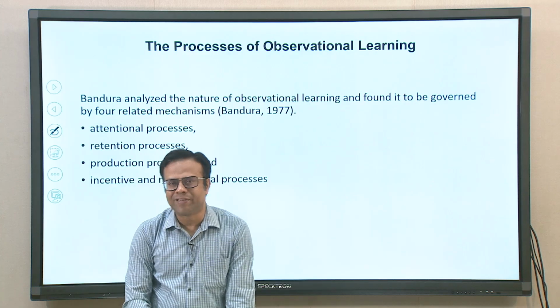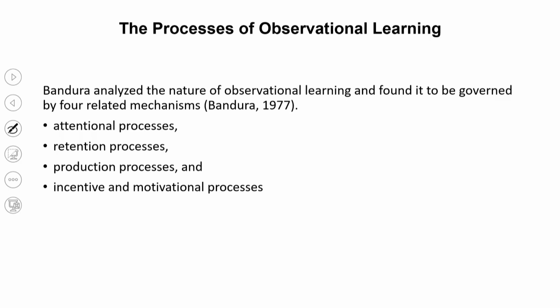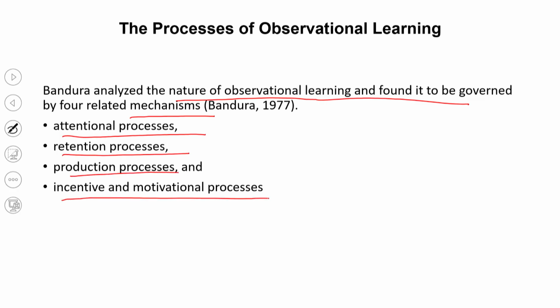So, now let us look into the detailed process of observational learning. We discussed some of the factors that are important for observational learning or modeling to happen. Now, let us see how this happens, what is the process involved, what is the mechanism involved in it. So, Bandura analyzed the nature of observational learning and found it governed by 4 mechanisms. One is attentional process, then retention process, production process, and the last one is incentive and motivational process. These 4 processes are involved in observational learning. So, when we learn something by observing others, all these 4 processes are involved. So, let us look into how they are involved.